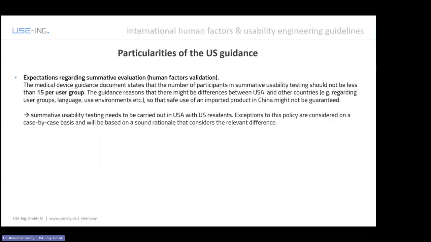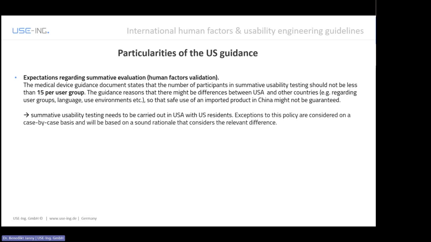Yeah, to sum it up, the FDA expectations regarding summative evaluation, or as they call it in the guidance, human factors validation, are that the users of each user group to be tested within the summative usability testing should, like with the MHRA guidance, the British one, or the Chinese NMPA guidance, be not less than 15 test subjects per user group. They are all talking about the same numbers.